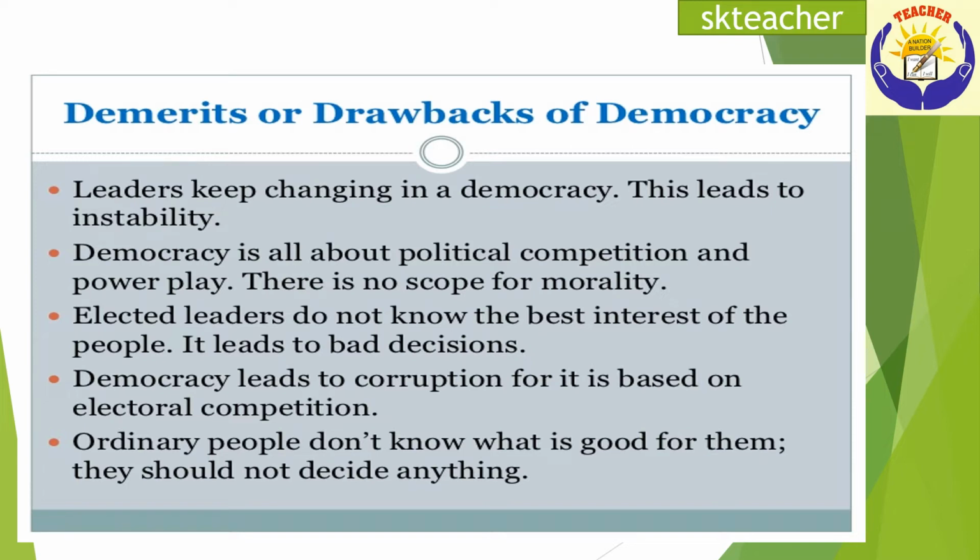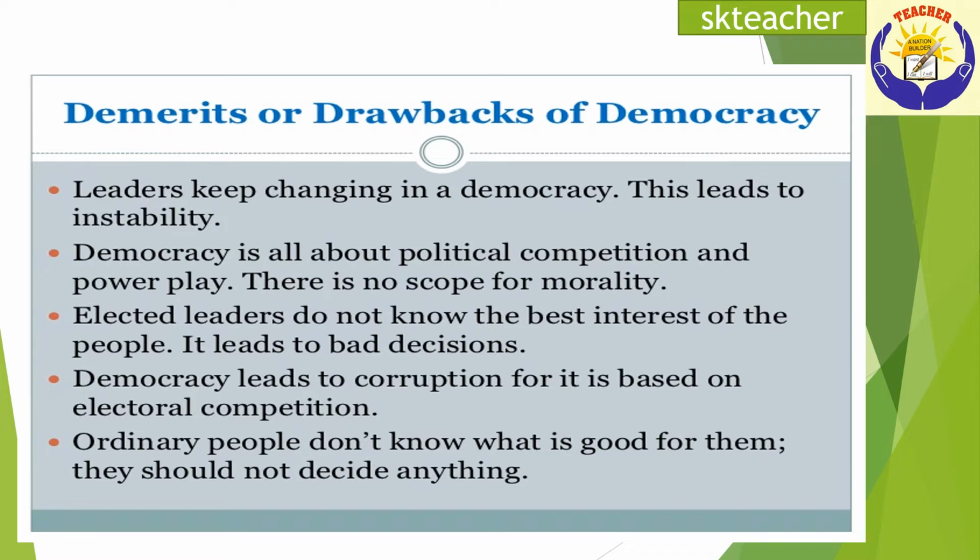The second point, democracy is all about political competition and power play. There is no scope for morality. Yes, to win in the election, these political leaders will go for corruption, and any kind of dirty tricks, they will do it. The third point says elected leaders do not know the best interest of the people. It leads to bad decisions. Always these elected representatives never work for the benefit of the people. Always they'll be selfish. So it leads to bad decisions.